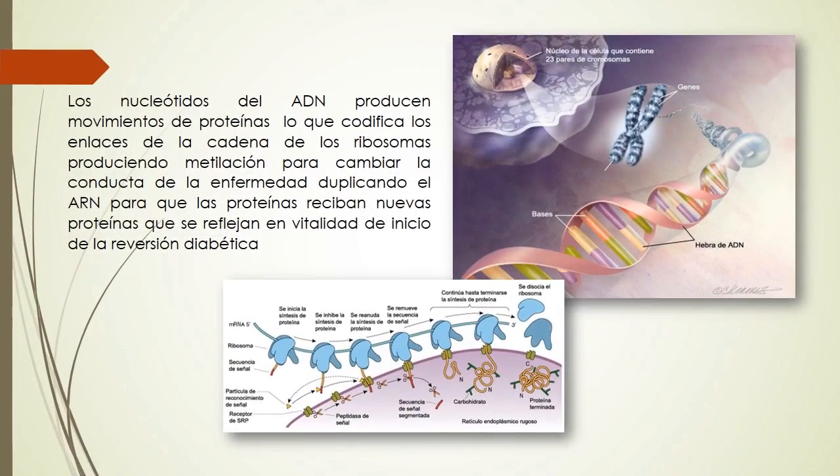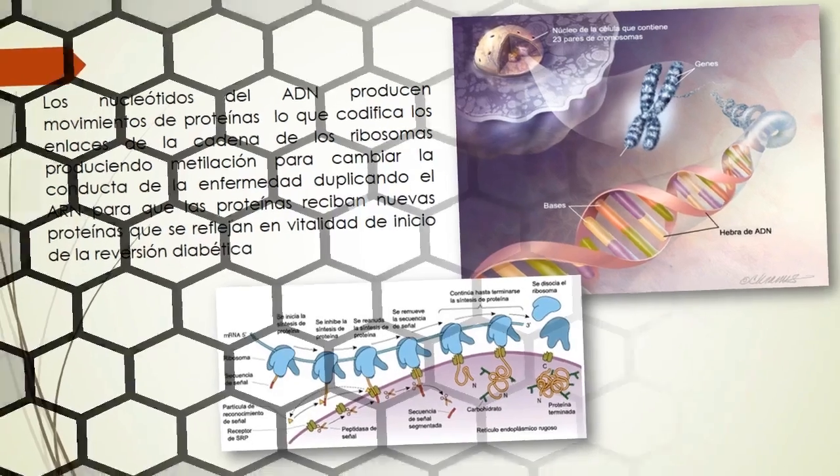DNA nucleotides produce protein motions that encode the ribosome chain links by producing methylation to change disease behavior by doubling RNA so that proteins receive new proteins that are reflected in vitality initiating diabetic reversal.